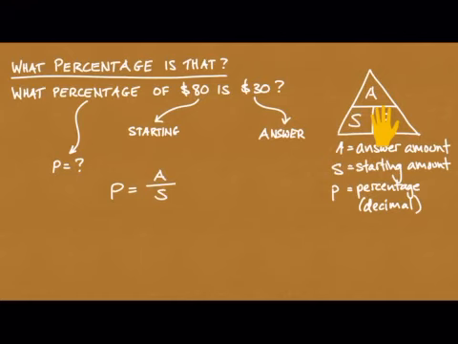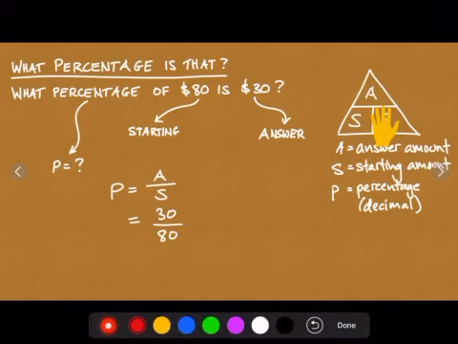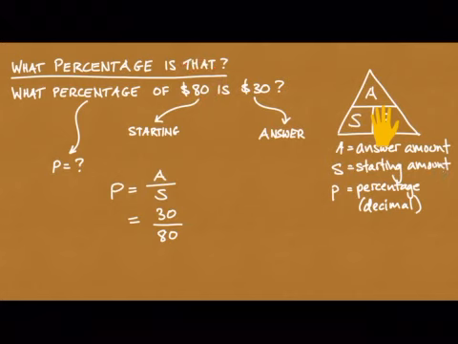All I do now is substitute in the values that I already know. Okay, I know that my A was 30 because I'm given that up here. All right, I know that my starting amount was 80. I'm given that up here, so I'll put 30 over 80. If I do that in my calculator, I'll get 0.375.